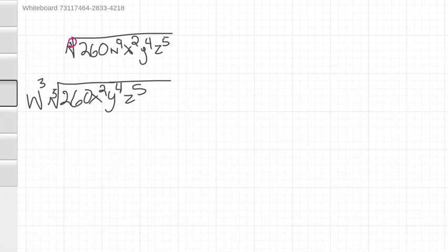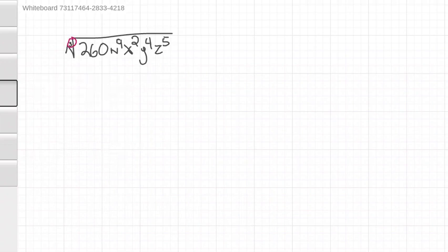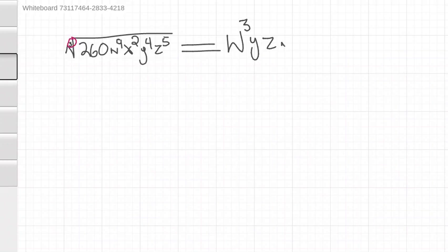So our answer of the cube root of 260 times w to the 9th power times x squared times y to the 4th times z to the 5th is w cubed y times z times the cube root of 260x squared times y times z squared.